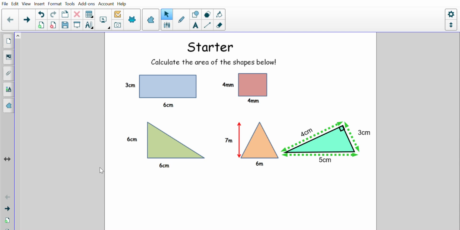This is the starter for today's lesson, so I would like you to pause the video and have a go at finding the area of these shapes. Okay, so I'll now give you the answers and you can mark.